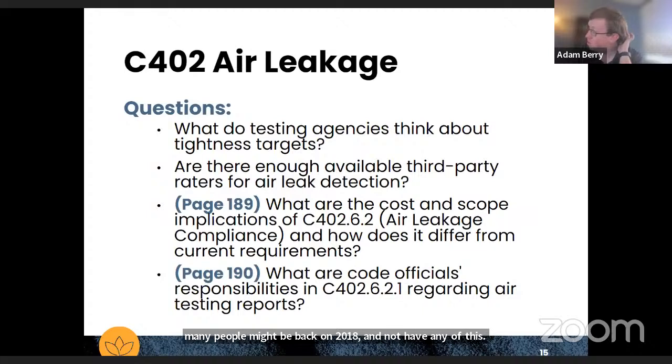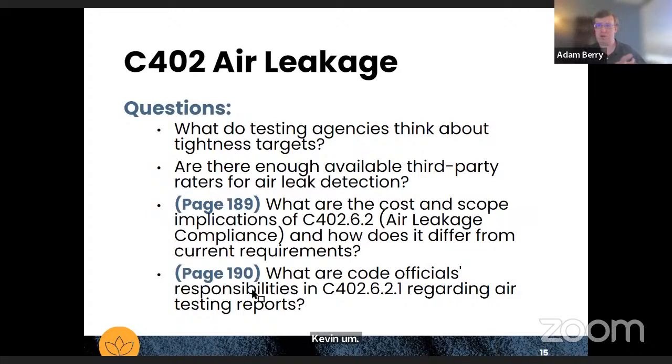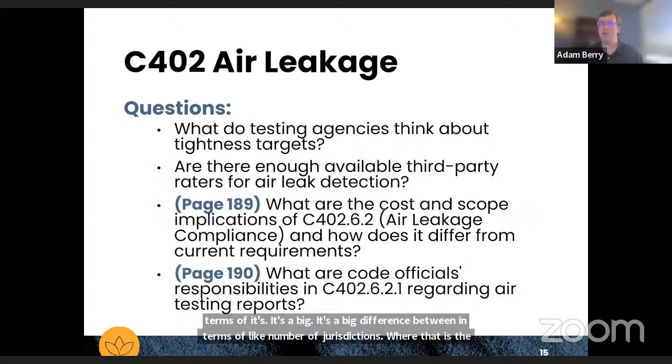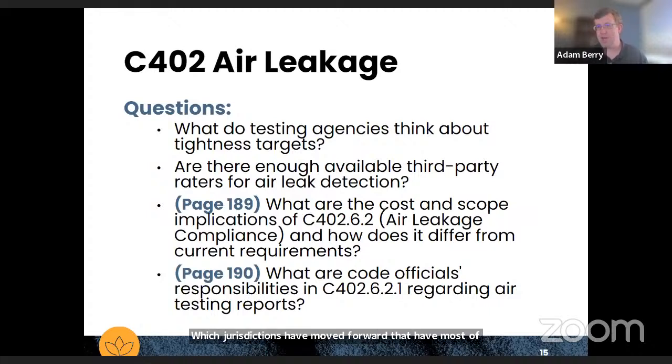Yeah, that's a good question, Kevin. There's a big difference between the number of jurisdictions where that is the case versus which jurisdictions have moved forward that have most of the construction. Most of the jurisdictions that have the vast majority, certainly of large commercial construction, are on 21 now. Not all of them, but most of them. In terms of the number of jurisdictions, it is only about a quarter of the total, even though it represents about two-thirds of the state's population and probably more than two-thirds of construction in the state.